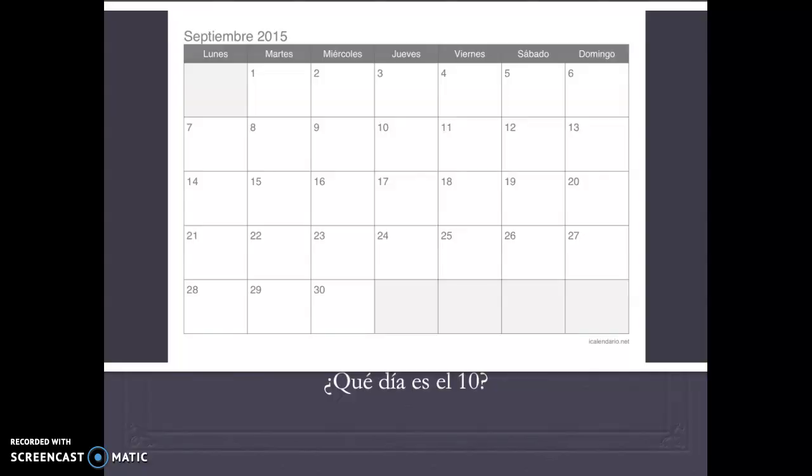So when you look at this calendar, you'll see that Monday is the first day of the week in the calendar as compared to the American calendar, which has Sunday as the first day of the week. So lunes means Monday. So as you can see here, you have lunes, martes, miércoles, jueves, viernes, sábado, domingo.